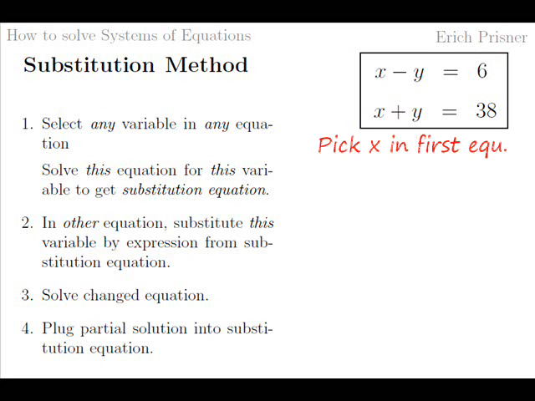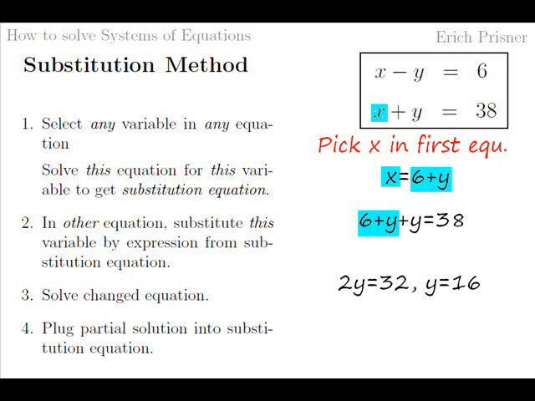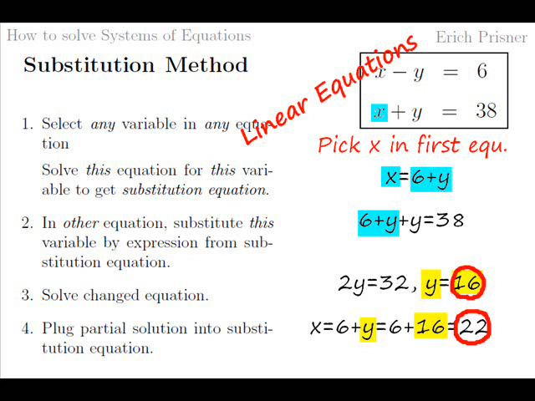In our example, we pick x in the first equation and solve the equation for x to get x equals 6 plus y, step 1. Substituting x by 6 plus y in the second equation, we get 6 plus y plus y equals 38, step 2. This linear equation in one variable y is easily solved. We get 2y equals 32 or y equals 16, step number 3. Plugging y equals 16 into the substitution equation x equals 6 plus y gives us x equals 6 plus 16, which is equal to 22. This example was easy. It was also linear. Both equations had the form number times x plus number times y equals number.